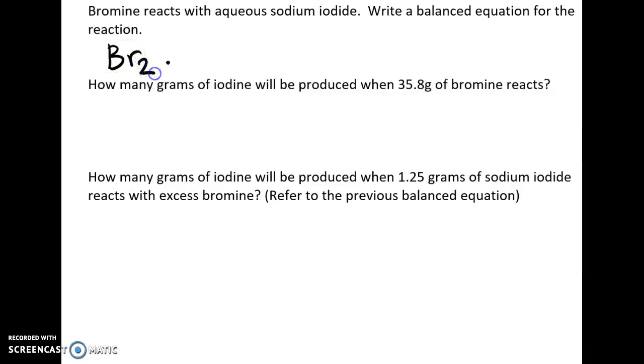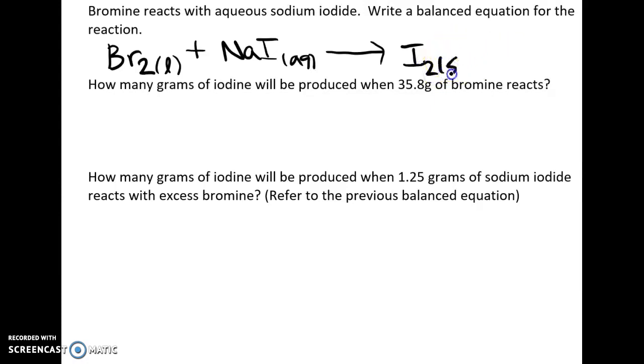Alright, so our next problem, again we have to start by writing that balanced chemical equation. So bromine, which is diatomic, and a liquid, reacts with sodium iodide, which it says is aqueous. And again, what are my products going to be? Well, my products are going to be iodide by itself plus sodium bromide. And then I have to balance it using my coefficients. So I'm going to have to put a 2 in front of sodium bromide to balance my bromide, and then a 2 in front of sodium iodide, and then it is balanced and ready to go.